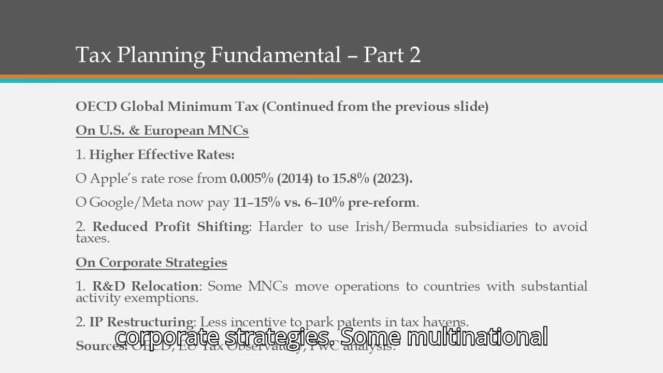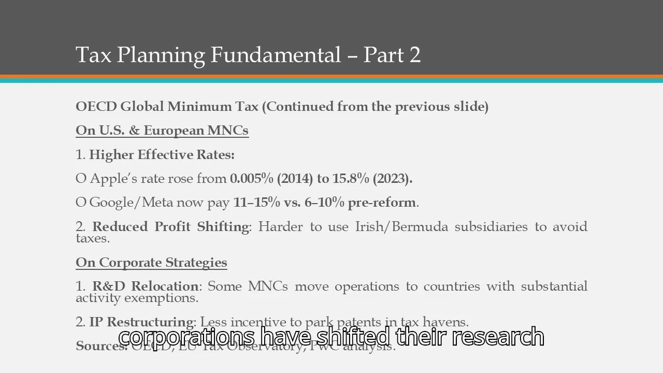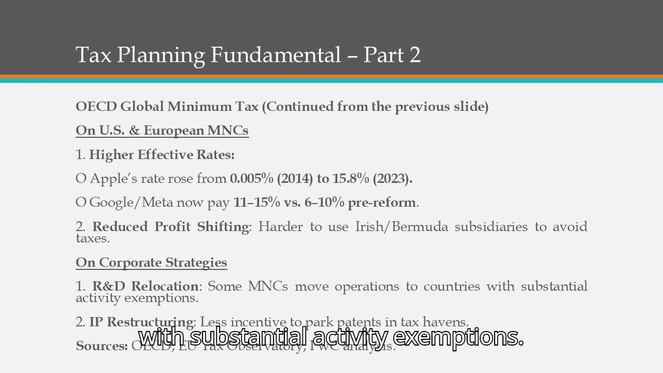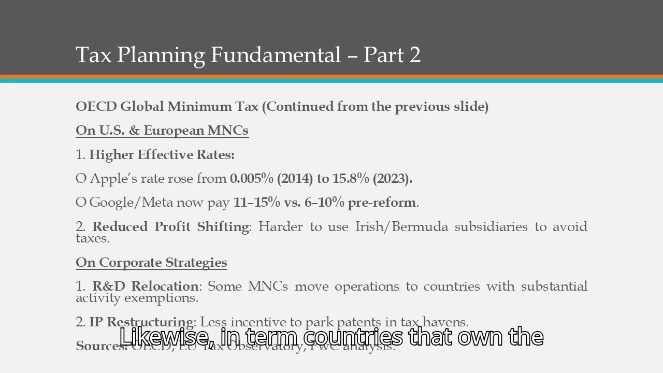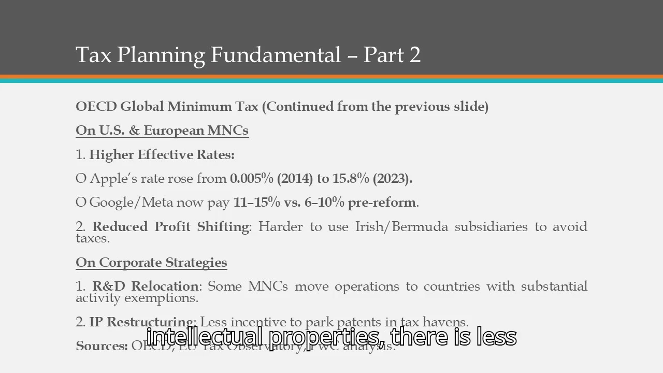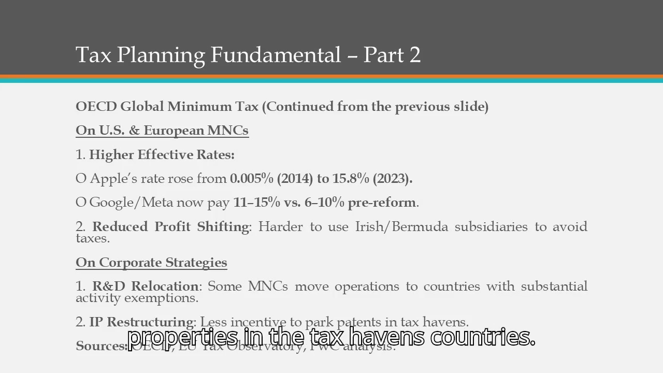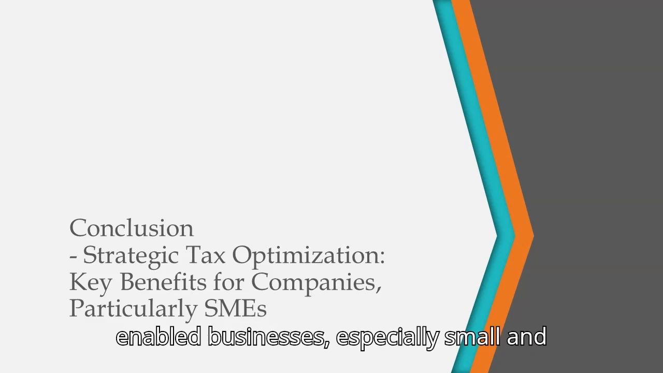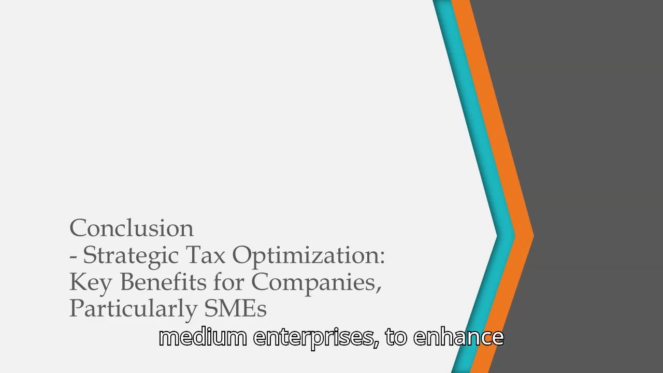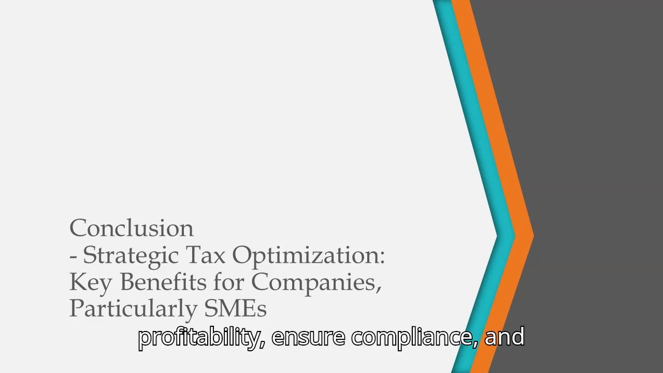3. For corporate strategies, some multinational corporations have shifted their research and development functions to countries with substantial activity exemptions. Likewise, in countries that own the intellectual properties, there is less incentive to park the intellectual properties in the tax haven countries.